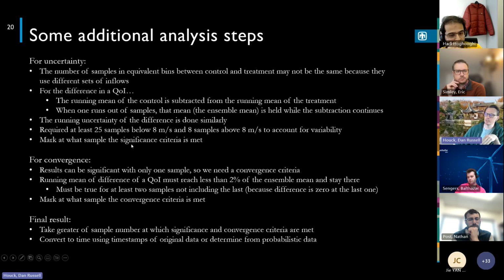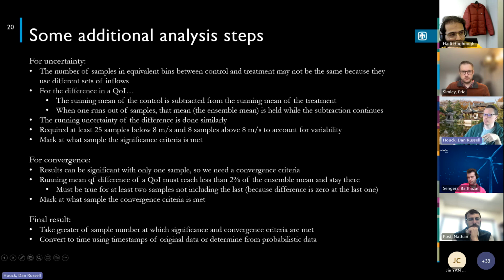And so you go through this, and then you simply mark, this is the sample at which my significance criteria was met. And then for convergence, kind of similar, right? So a couple other details though. Technically, the reason you need this convergence standard is that you could have a significant result after one sample, in theory. So you also want to make sure that you've achieved that converged result.